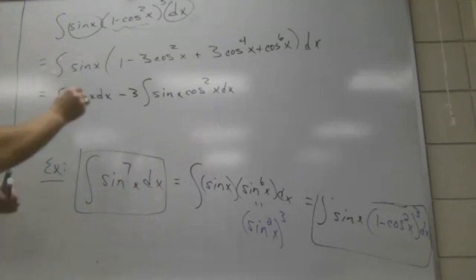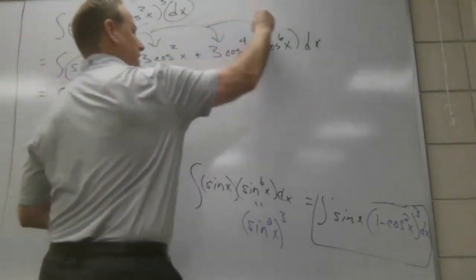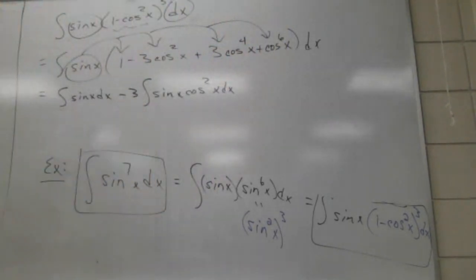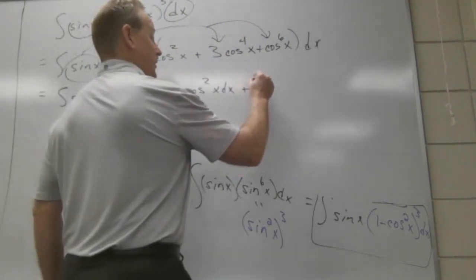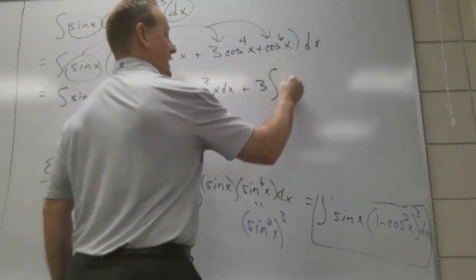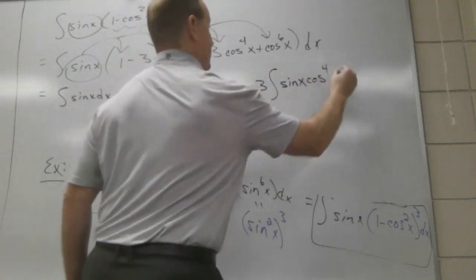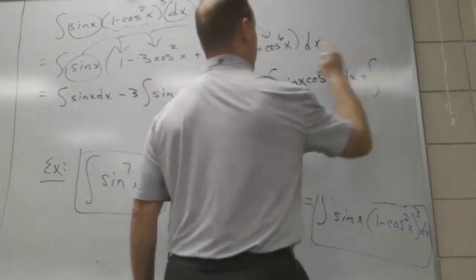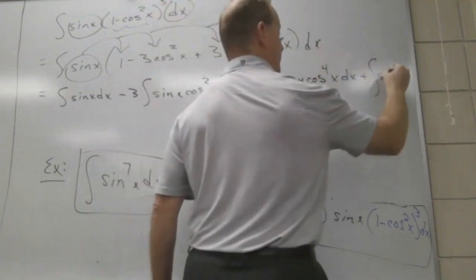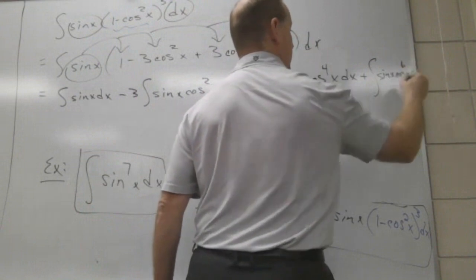Everybody see what I did there? I'm just multiplying that sine x through each term. And then I'm pulling the constants out in front of the integral, right? Because I'm going to have to do a bunch of different integrals. Anyway, plus 3 integral of sine x cosine to the 4th x dx, and then plus 1 more. The integral of the coefficient here is 1 sine x cosine to the 6th of x.